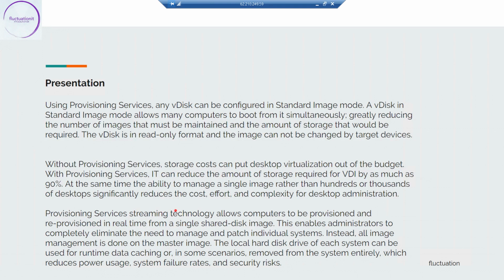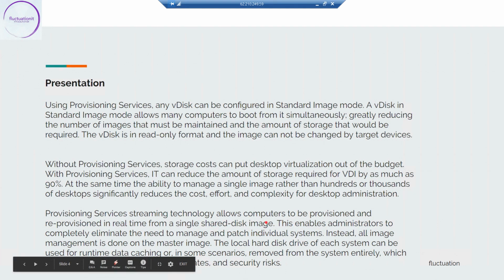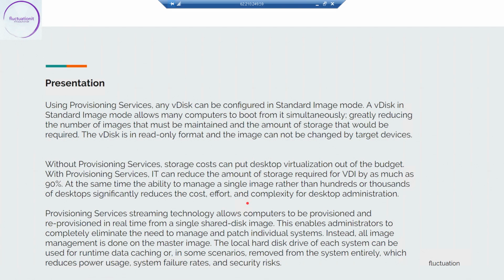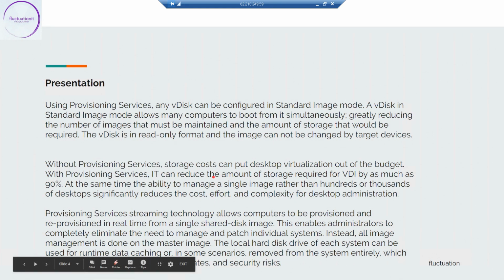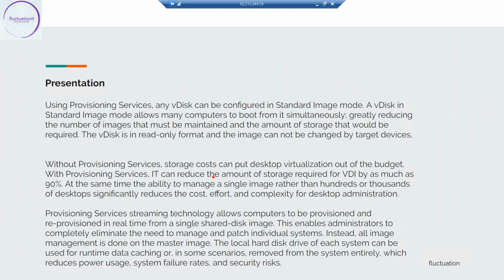So PVS streaming technology allows computers to be provisioned and reprovisioned in real time from a single shared disk image. Wow! And this enables administrators to completely eliminate the need to manage and patch individual systems. Imagine, this is the dream. You have, for example, 100 VMs with 100 hard disks. You must patch them, all of them. No. Instead, all image management is done on the master image. Just one master image. And the local hard disk of each system can be used for runtime data caching or, in some scenarios, removed from the system, which reduces power usage, system failure rates, and security risk.